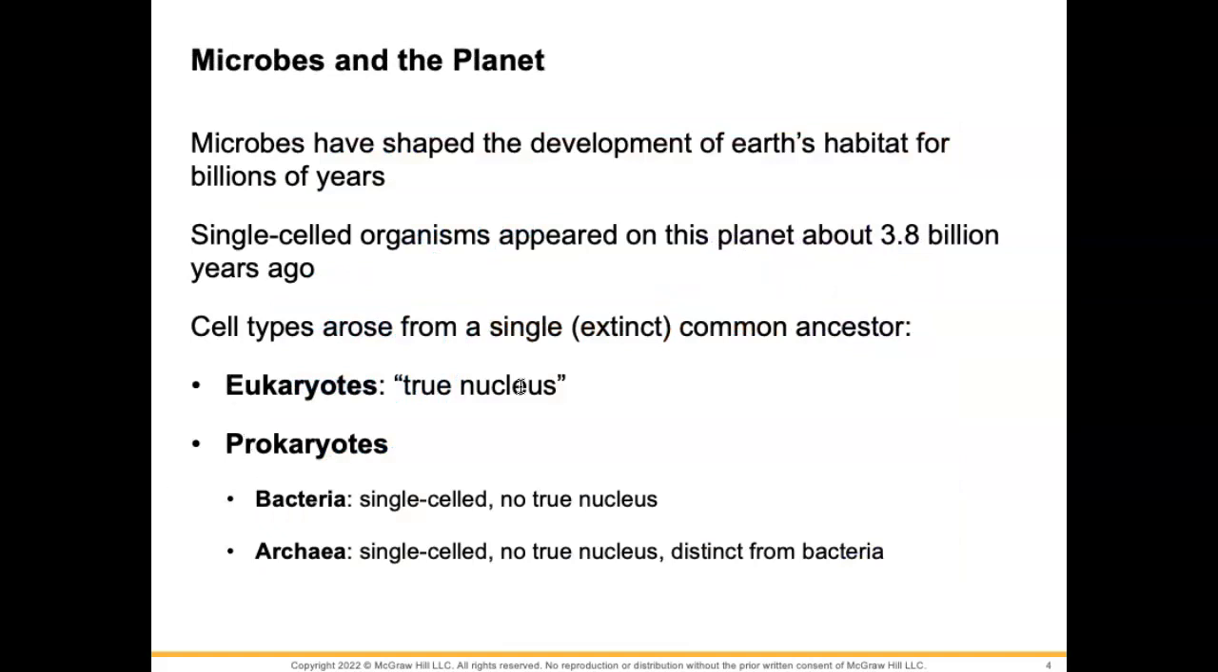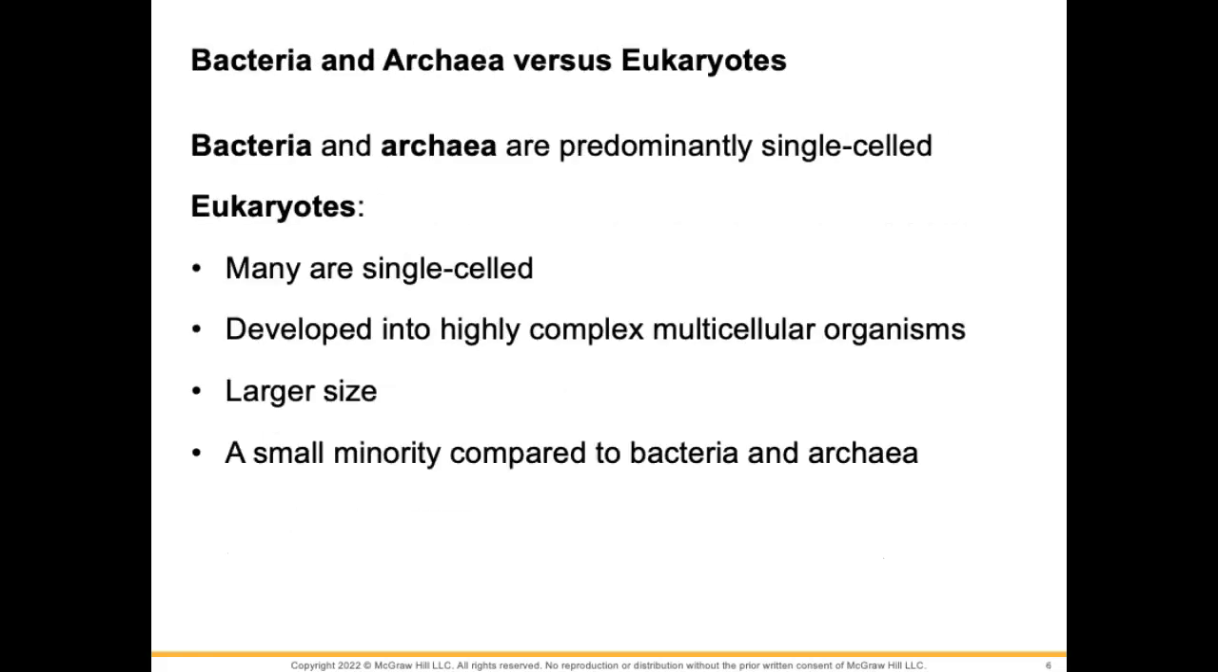So eukaryotes have a true nucleus, and then bacteria and archaea both fall into the prokaryotic category. So they are both referred to as prokaryotes. All right, so bacteria and archaea versus eukaryotes. Eukaryotes, many are single-celled, but they aren't all. They have the ability to develop into highly complex multicellular organisms, hence the human person.